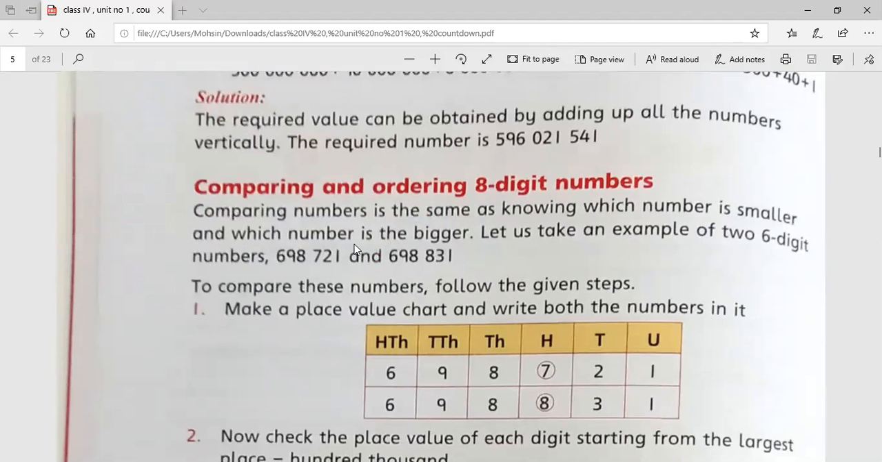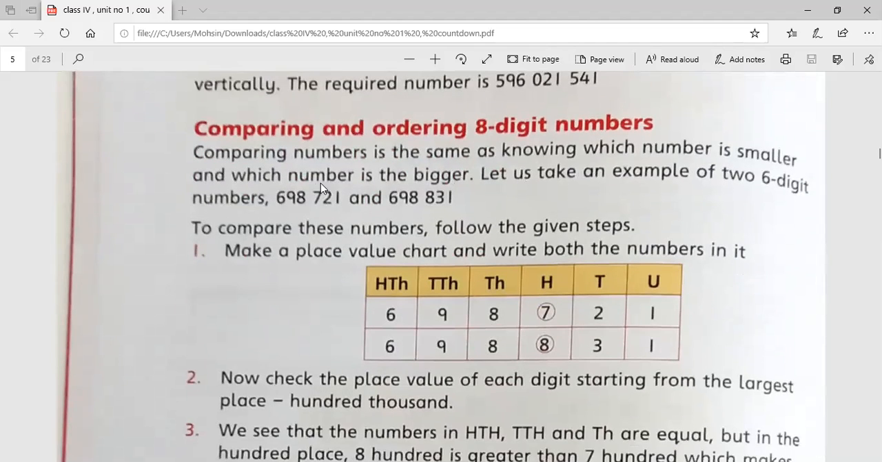Now look at the book, what they are saying in this one. Comparing numbers is the same as knowing which number is smaller and which number is bigger. Before I start the topic, I told you that the meaning of comparing is that we compare values, which one is greater, means which one is bigger and which one is smaller. So they also said these things in this line.